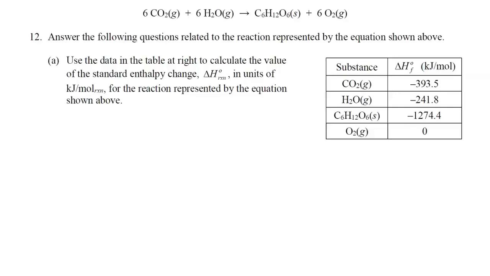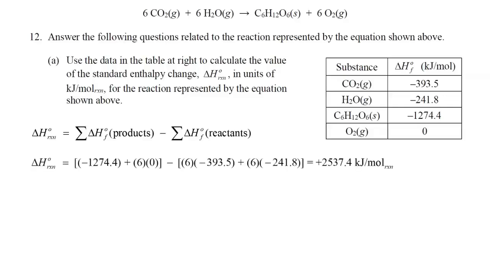So in the table, we are given values for the standard enthalpy of formation. Let's use the products minus reactants equation, where delta H of formation is given for all four substances in this chemical equation. So it's going to be products minus reactants. That's going to be the number for C6H12O6, which is negative 1274.4, plus 6 times the number for oxygen, which happens to be 0.